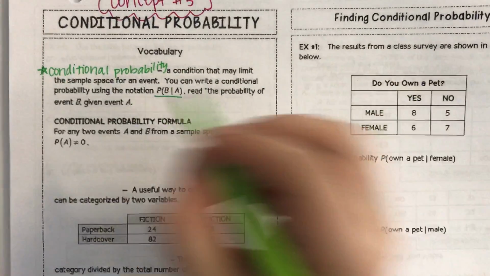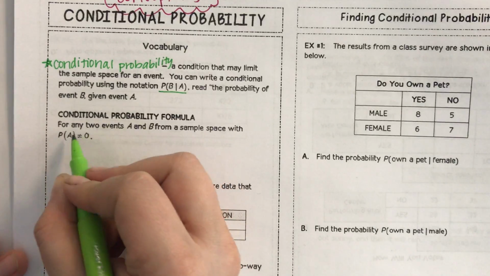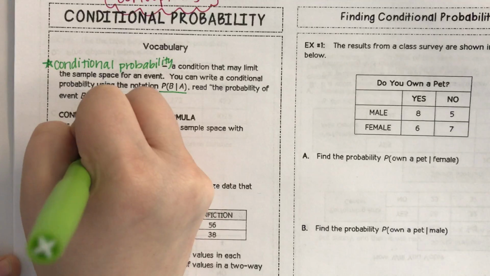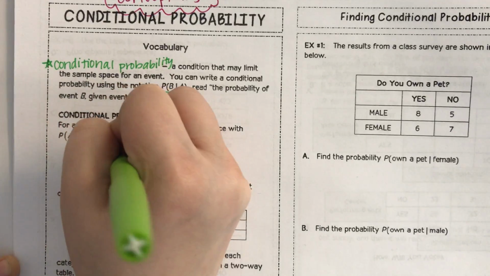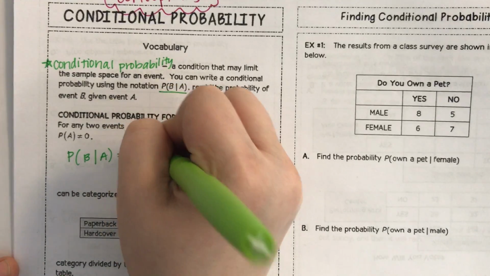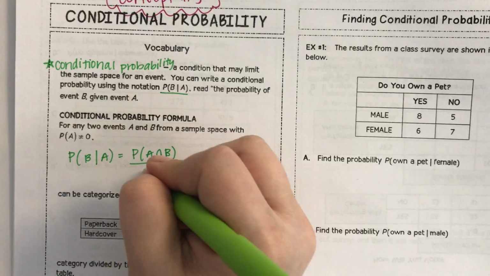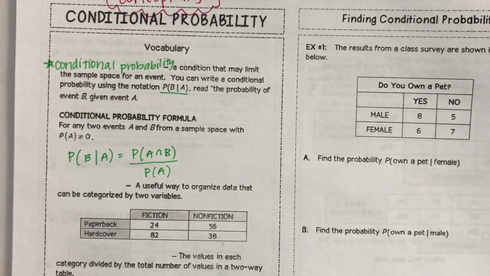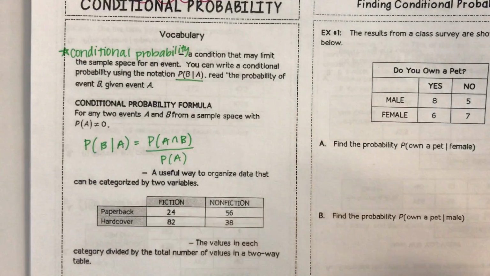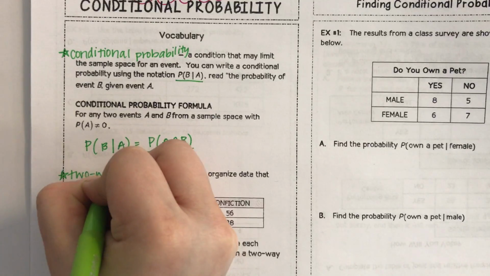So, for any two events, A and B, from a sample space with probability of A not equal to 0, which means A is possible, the probability of B given A is equal to the probability that A and B both happen, remember this notation, A and B, over the probability of A. Okay? That's how you find conditional probability. That's the formula.